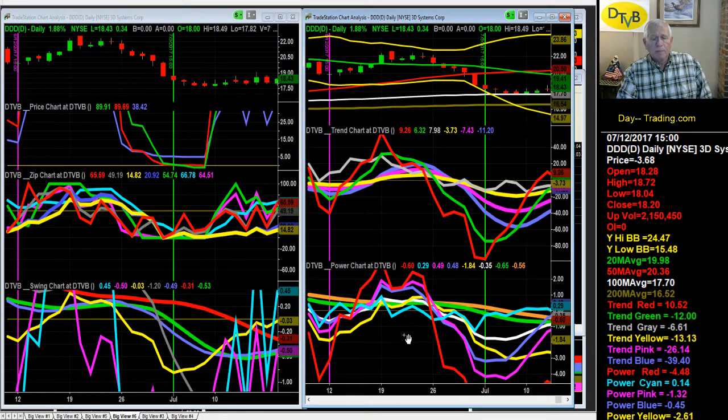Typically, when the power lines cross up over zero, you're going into an uptrend. When they cross under zero, you're going into a downtrend. There will be typical directional values when they cross over the orange and the green lines as well. But sometimes they cross separately, and most of the time they'll cross together. Like when, for example, power red crosses zero, it usually crosses the power orange and green line as well.